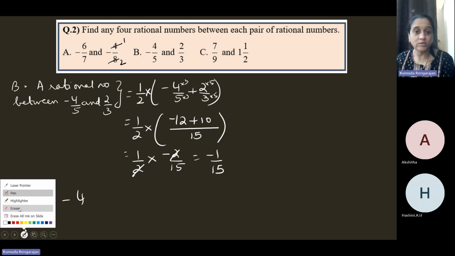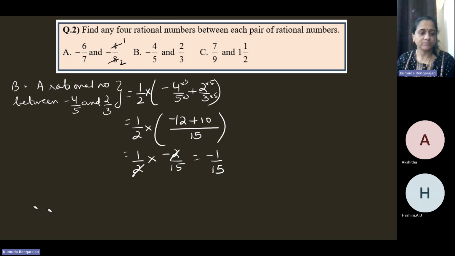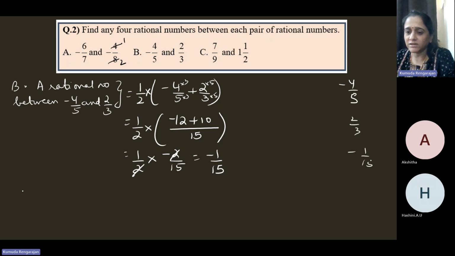Now you have to find 4 numbers. Now you have 3 numbers. What are the 3 numbers you have? Minus 4 by 5, 2 by 3, and minus 1 by 15. Take any 2 numbers now. Don't take what you already took. You've already taken minus 4 by 5 and 2 by 3. Don't take the same pair again. Tell me which 2? 2 by 3 and minus 1 by 15.